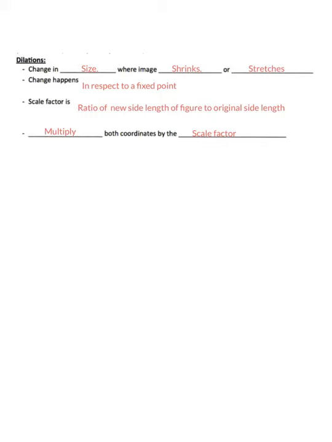graph. The scale factor tells us how much bigger or how much smaller the image is getting, and that is the ratio of the new side length of the figure to the original side length. And then in order to do these dilations, the easiest thing is to multiply both coordinates by the scale factor. So please pause the video, copy this onto your worksheet, and when you're ready, we'll do an example together.